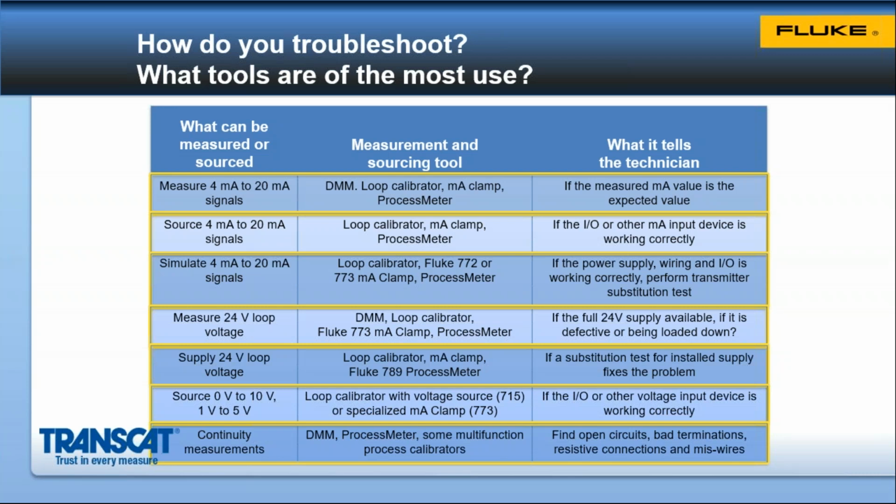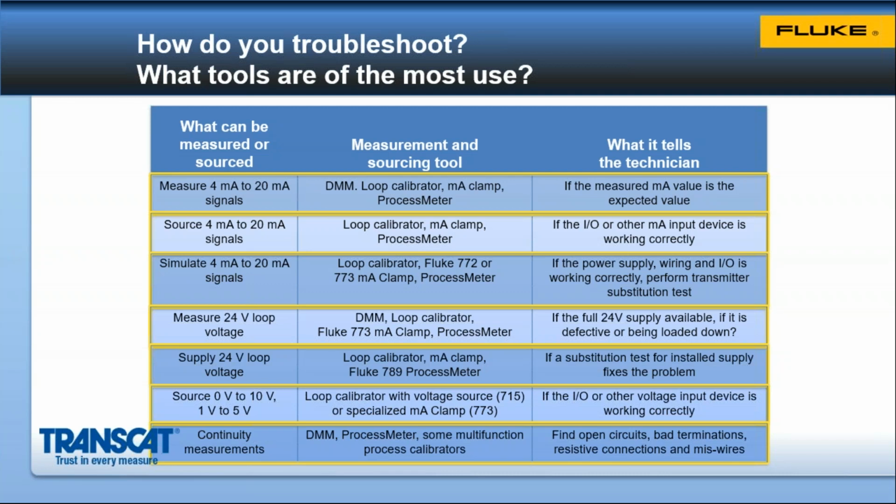It can be used to verify the power supply and the wiring and the input-output to the control system. Essentially, you can perform a transmitter substitution test. So if the operator in the control room is looking and saying, hey, that transmitter's bad, using milliamp simulate, you can perform an isolation substitution test and verify if that is indeed the case.